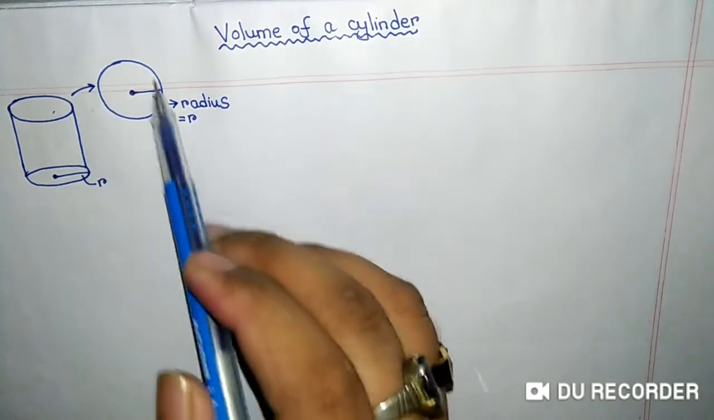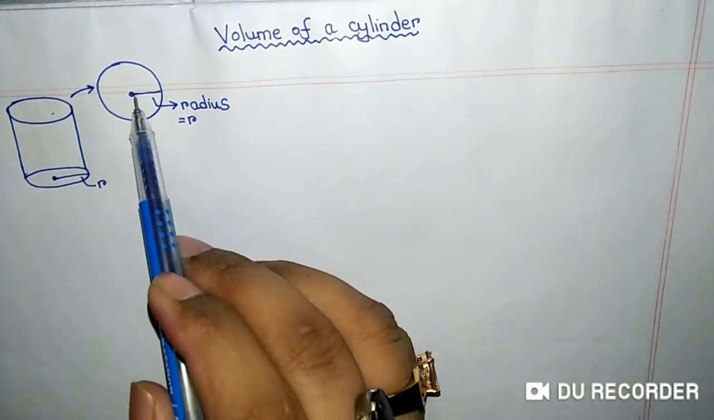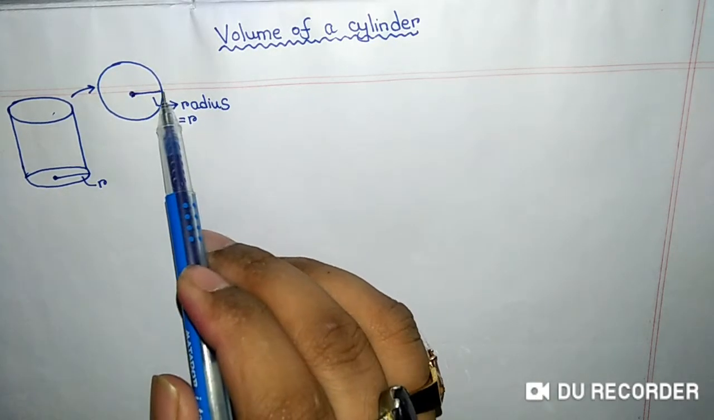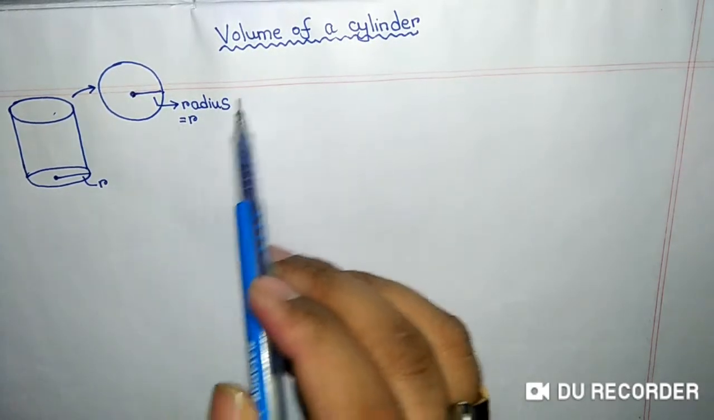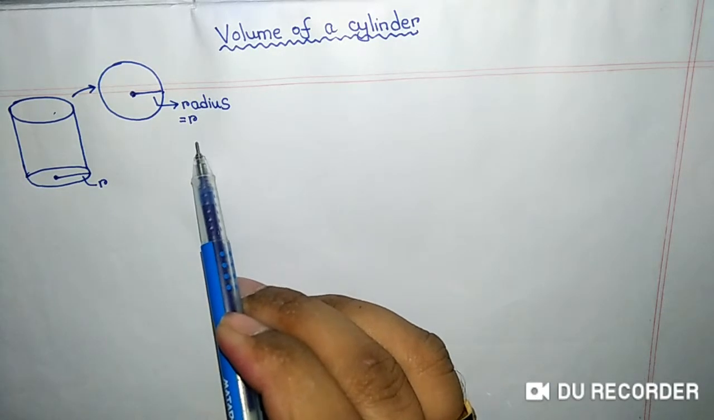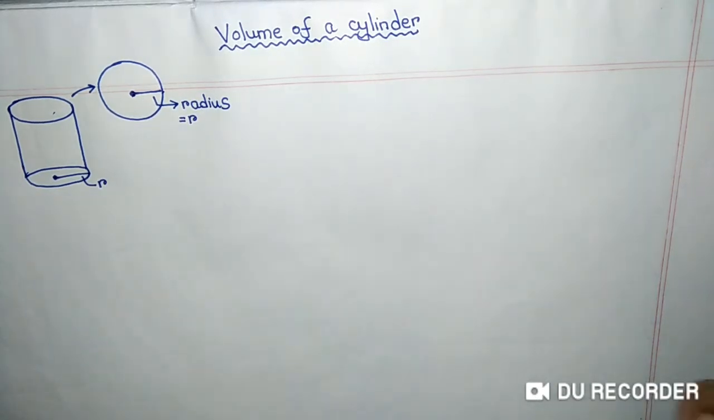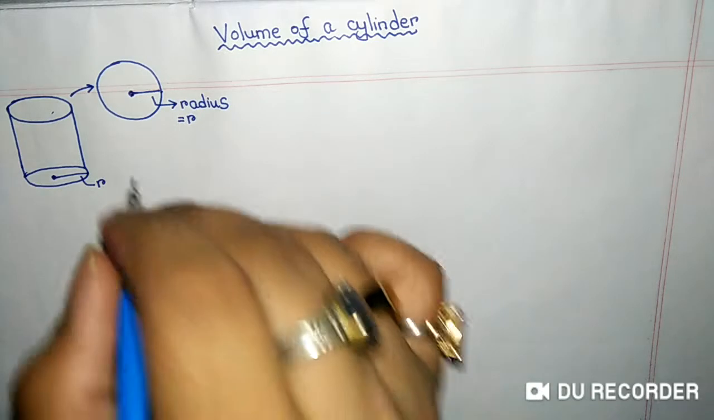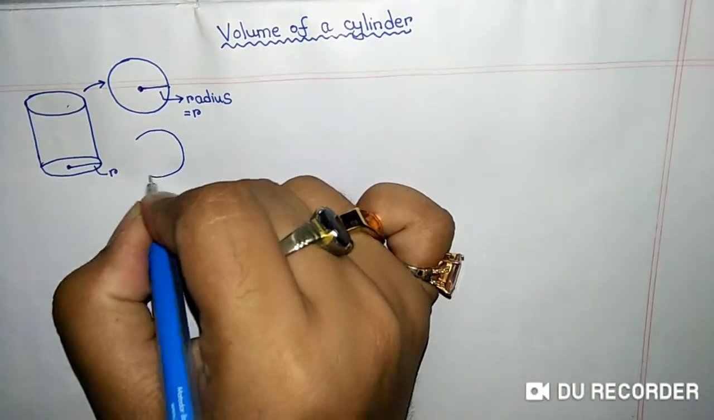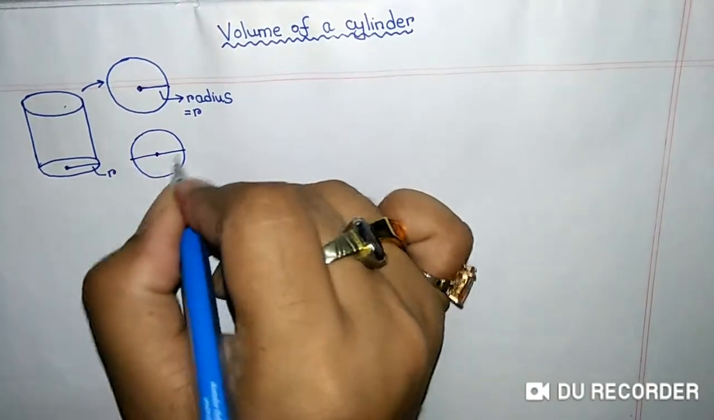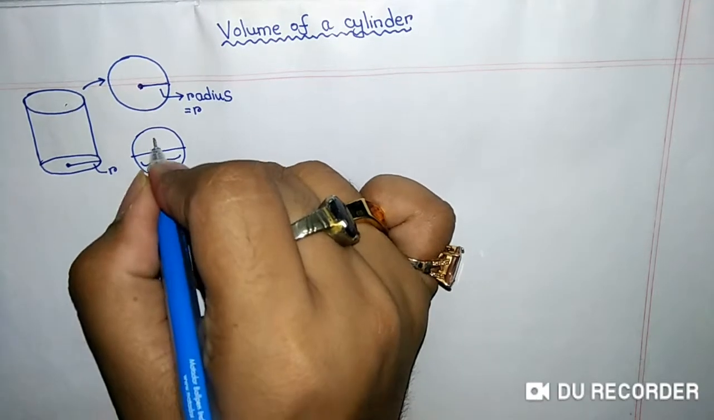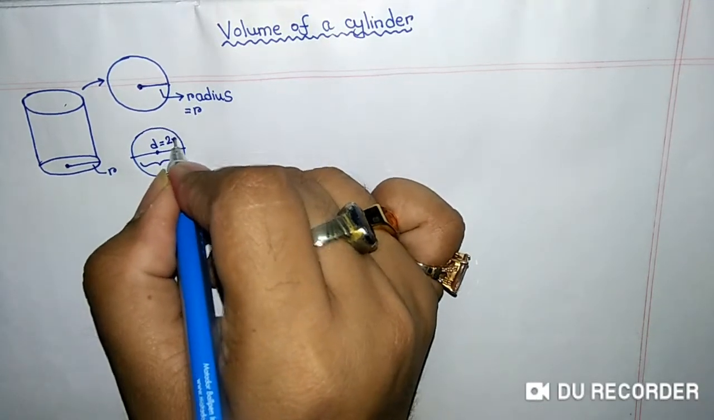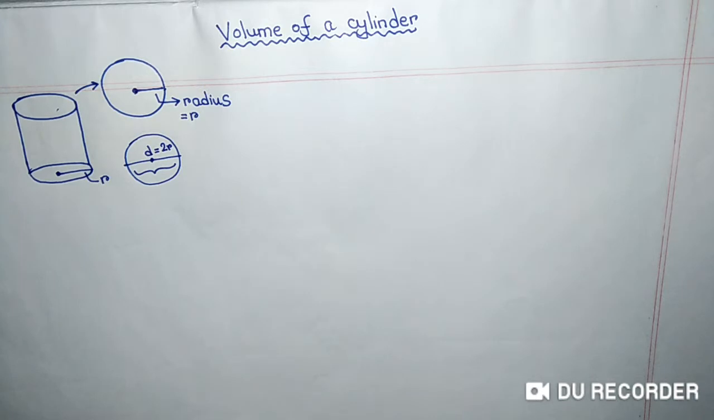So I have drawn over here a circle, and you can see from the center of the circle to the circumference of the circle is called the radius of the circle. Now sometimes you may not be given the radius, and you may be finding problems when you are given the diameter. So hope you all are aware that diameter is actually 2r, twice the radius. So now let us see the formula for the volume of a cylinder.